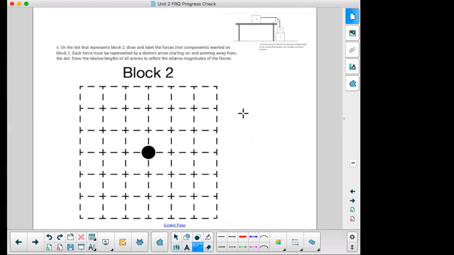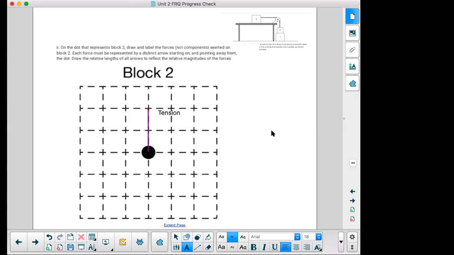Block two, same stuff. Tell me some forces on block two. Tension. Tension is up. I'm just going to go, I don't know, two units. It says draw and label these. The last one I didn't label, did I? Tension. I'm just going to write tension. That's the name of that force. All right, there's a tension force up.